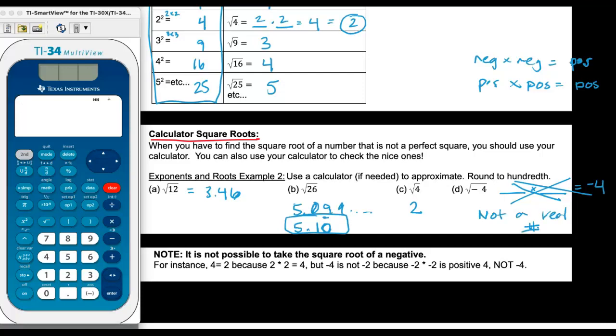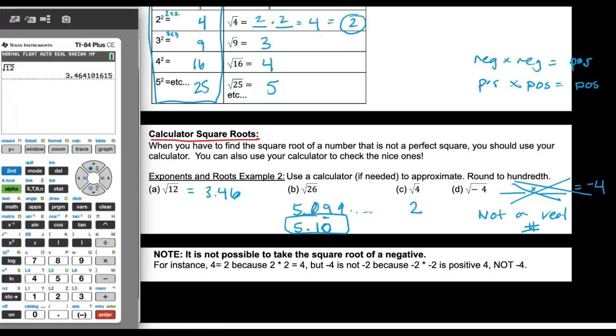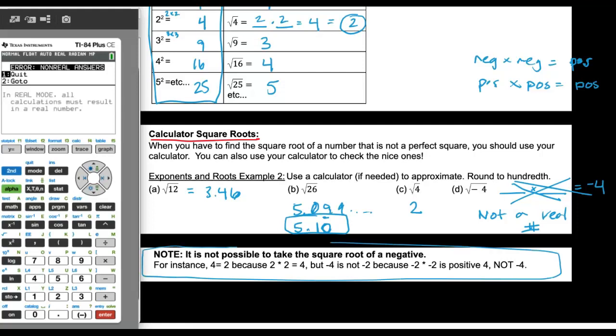If you ever forget, you can always have your calculator try to do it. So watch what happens if I try to take the square root of -4, you get a domain error. And I can show you on the graphing calculator if we do that. So it gives us a different answer. It says non-real answer, but still either way, regardless of what calculator you have, it'll give you some sort of error. So it is not possible to take the square root of a negative number.